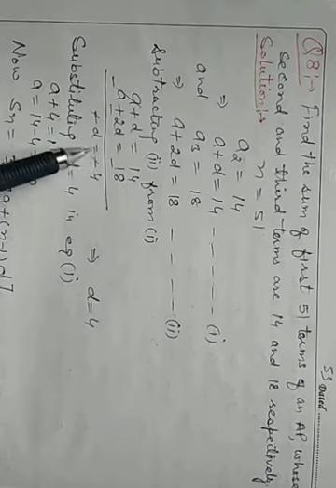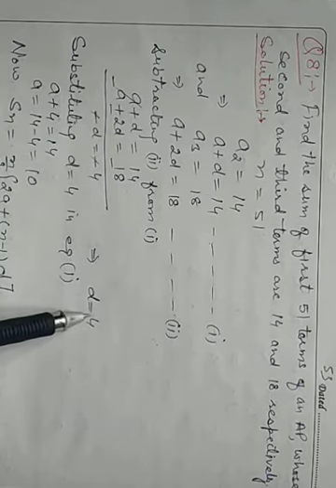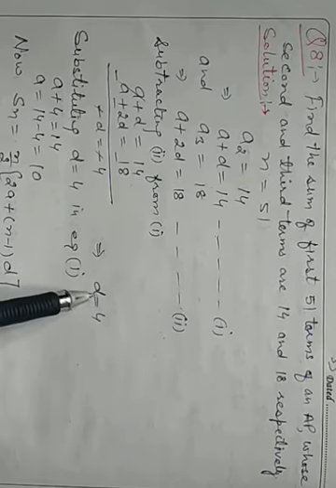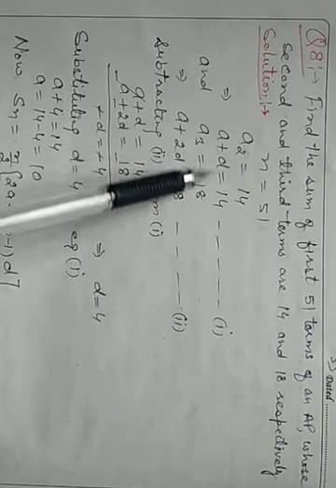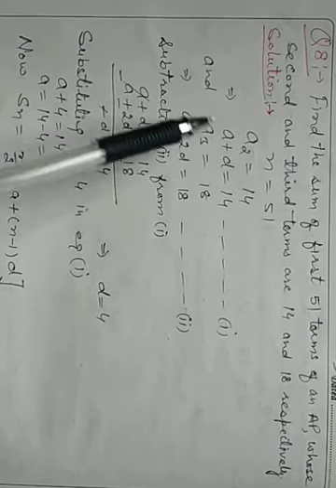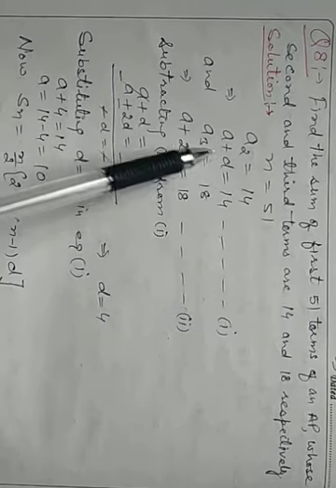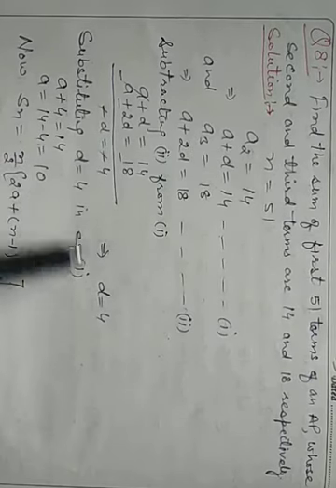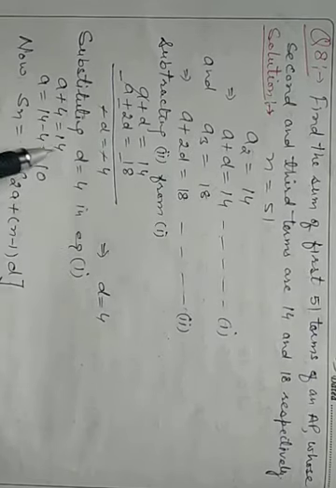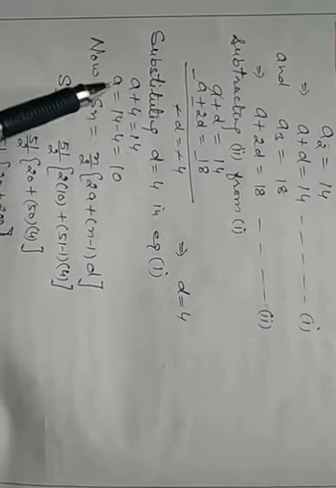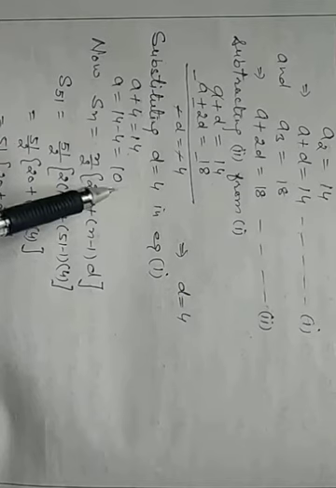Minus minus cancels. D is equal to 4. Now substitute this value of D either in equation number 1 or 2. We are using equation number 1. A plus D, D is your 4, is equal to 14. Now change the sign of 4. A is equal to 14 minus 4 is equal to 10.